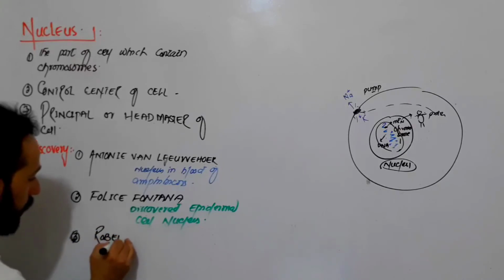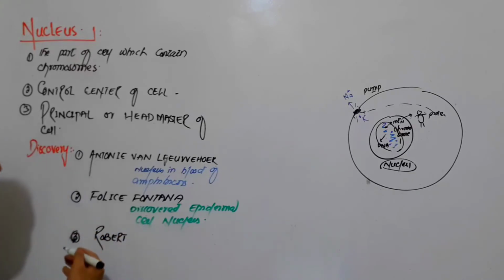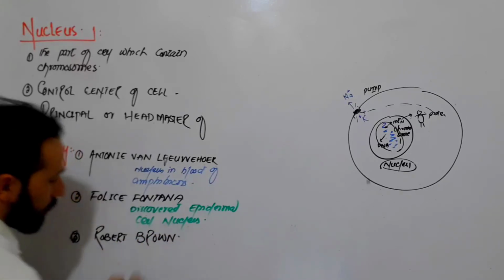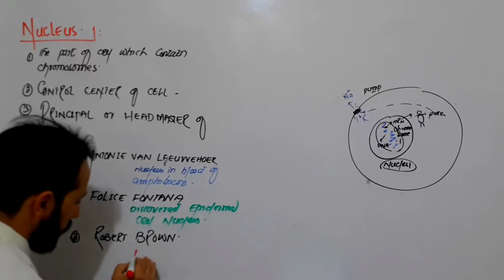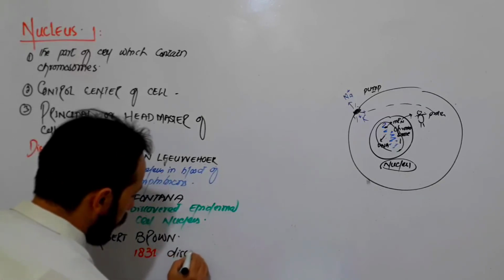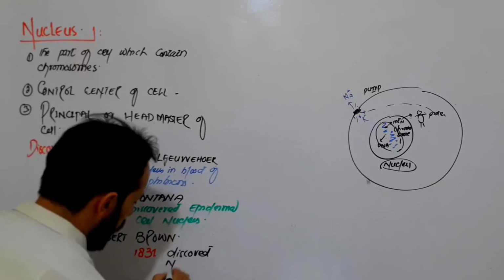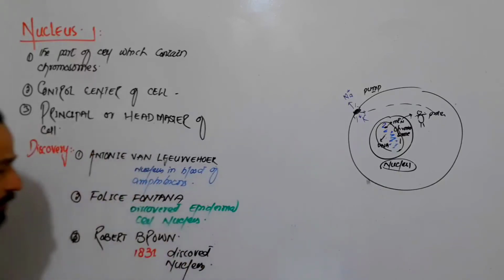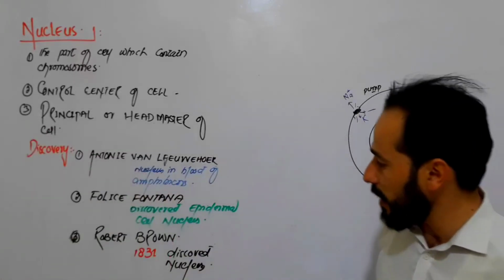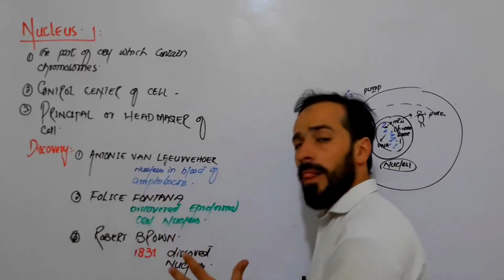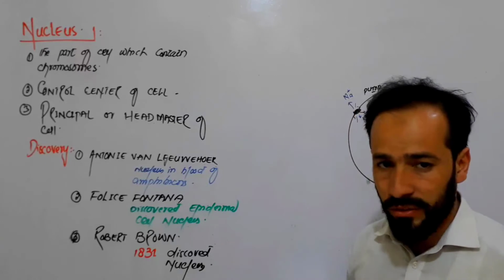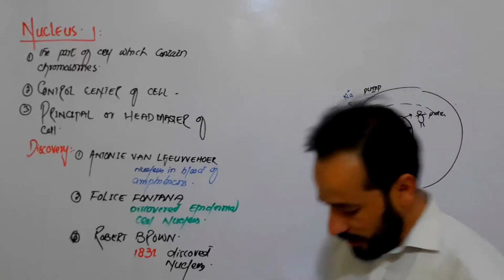But the most important work was done by Robert Brown, the scientist who is the father of the nucleus, who discovered the nucleus. Robert Brown in 1831 discovered the well-organized nucleus. So these were the three scientists who for the first time saw nuclei, but Robert Brown discovered a full functional nucleus in the cell, right? So this was the discovery.